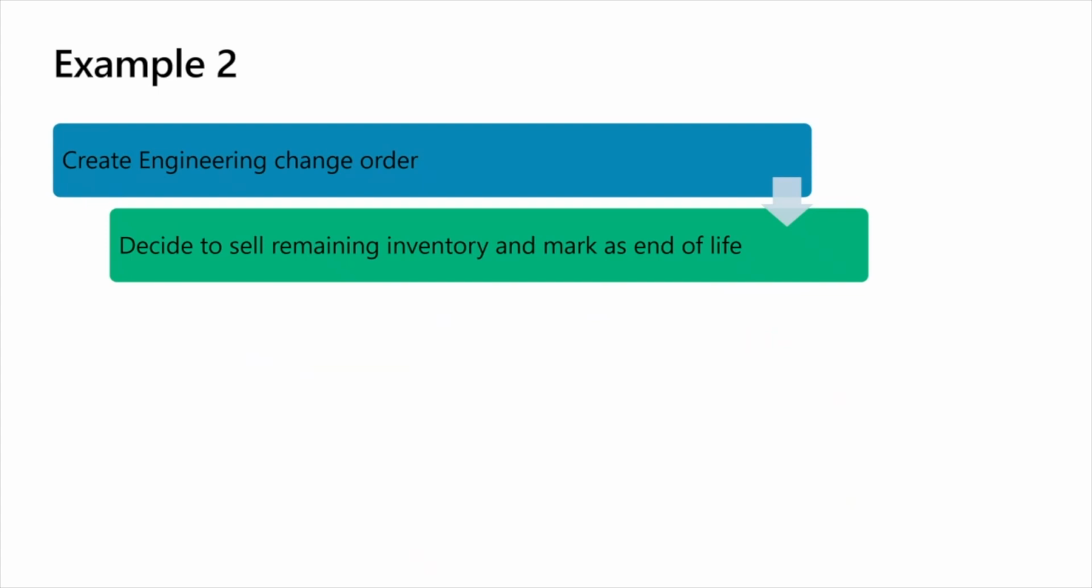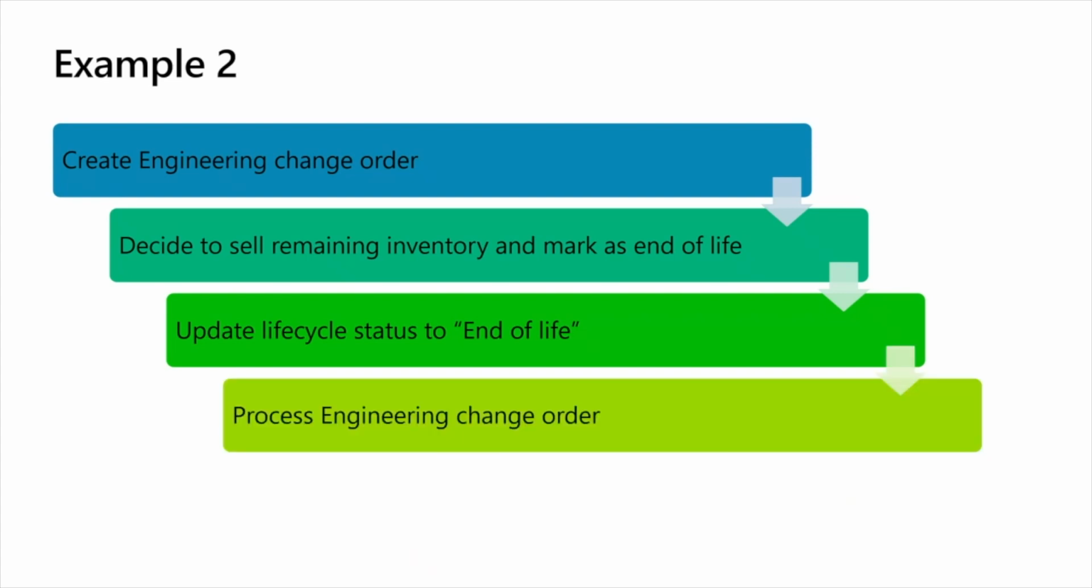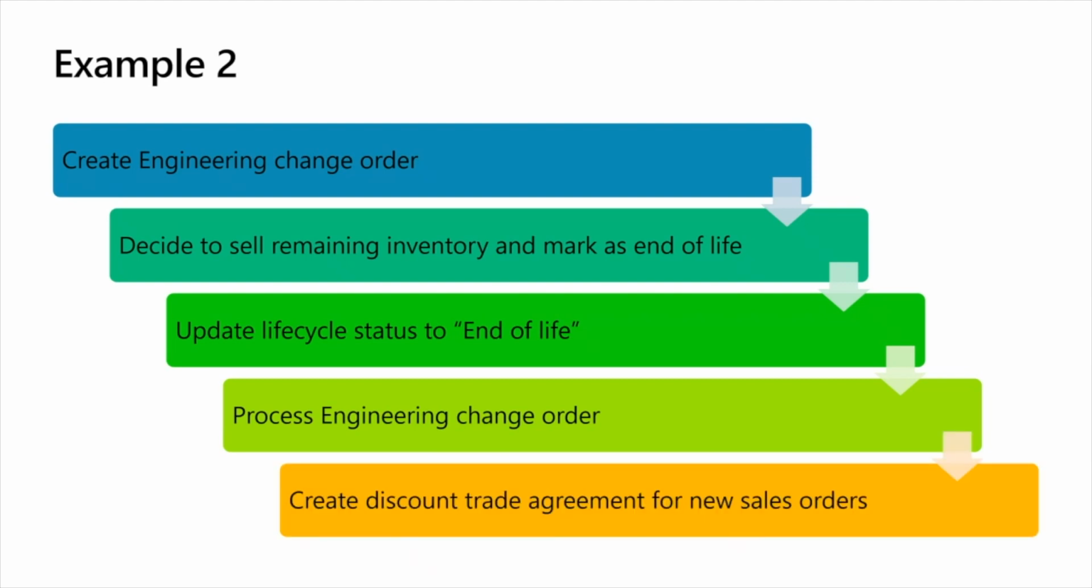And then what we're going to do after we create the change order is we'll update the info in the change order to reflect the new lifecycle state to end of life. And then we'll run the engineering change order approvals and process the change order, which again pushes the updates out to the operational companies. And then in each operational company, we'll create a trade agreement with a line type of discount to sell all of our remaining stock at a 50% discount so we can move it faster.